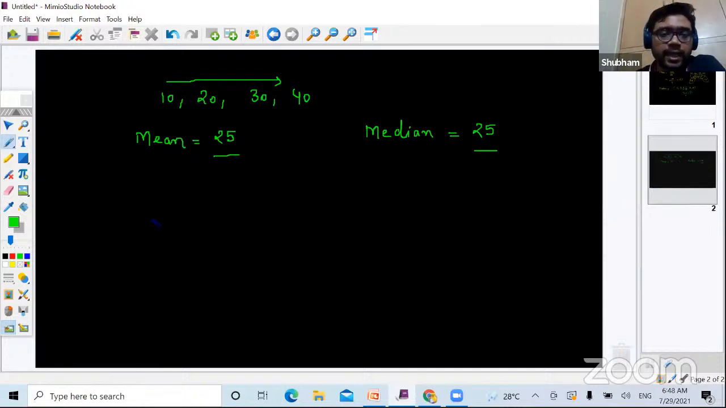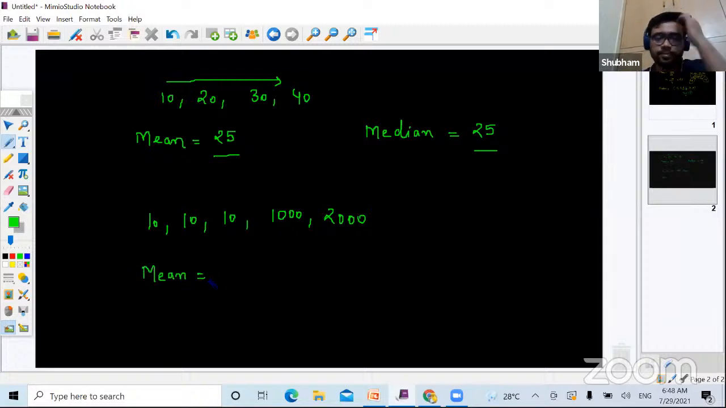But now let's take the second case. Now tell me, what's the mean of this? Again, we have to add. If I add, the mean comes out to be, just add all these numbers, you'll get 3030 by 5. It comes out to be 606, and the median will be 10. As you can see, mean and median are very far away from each other. So we can say that data is actually not distributed uniformly.